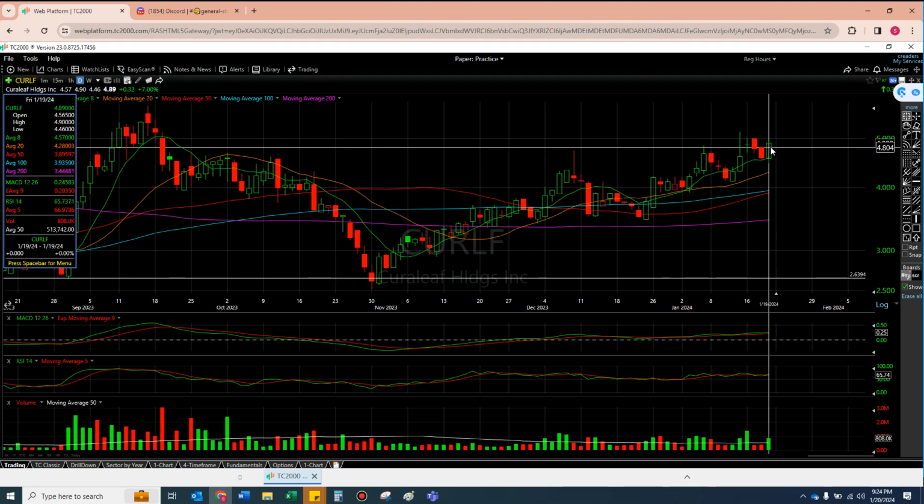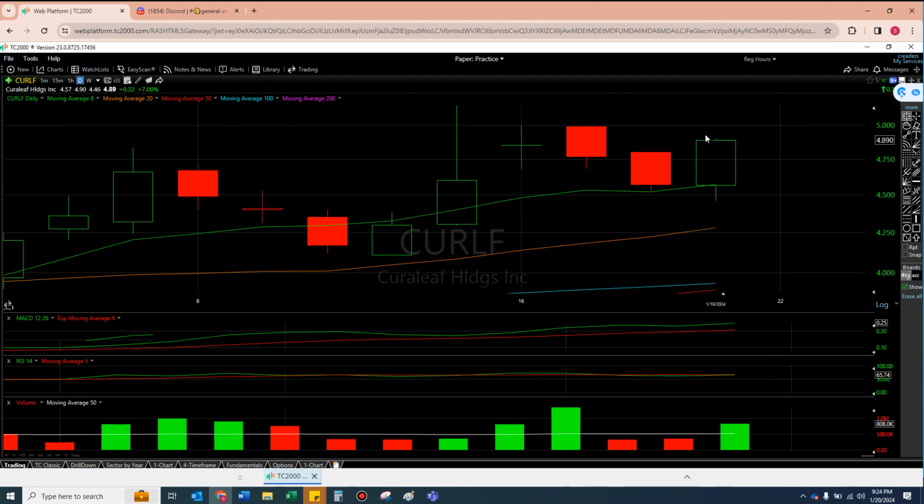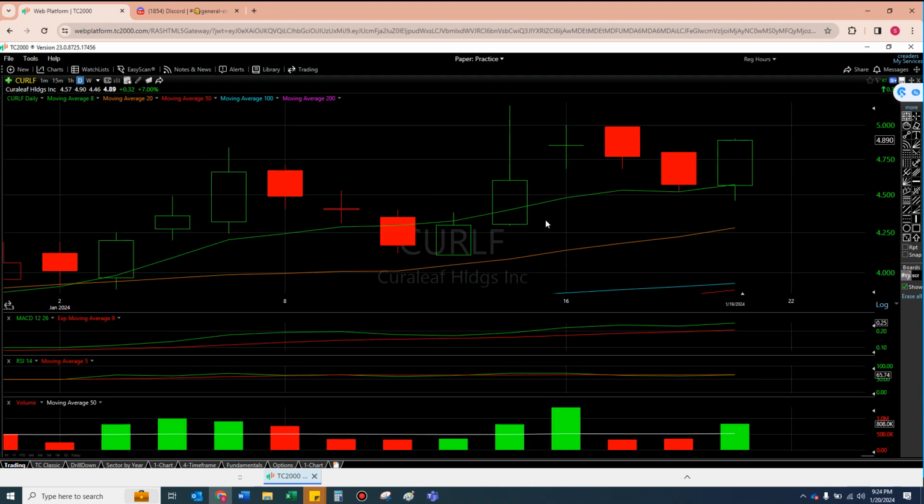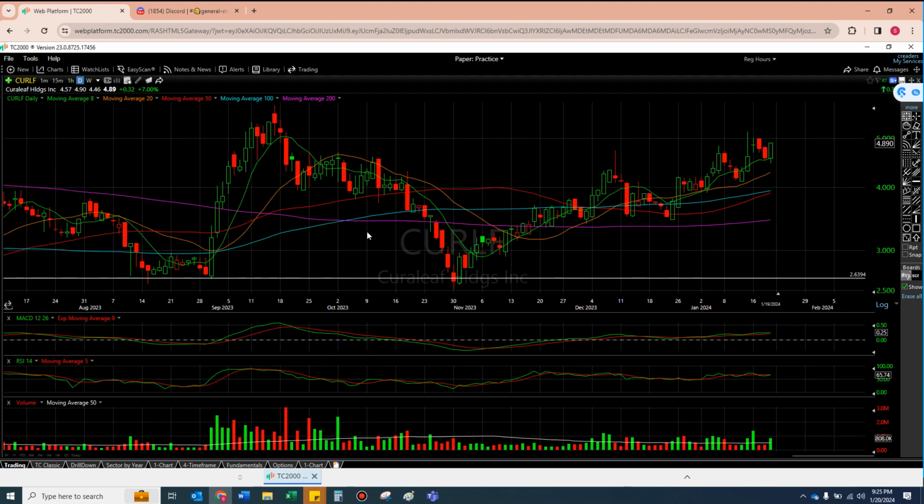Not quite the high of the day. You can see the high of the day was 4.9. We closed at 4.89 by a penny. That's a little baby penny wick right there. That's a good candle right there. This thing wants to go up is what it looks like.